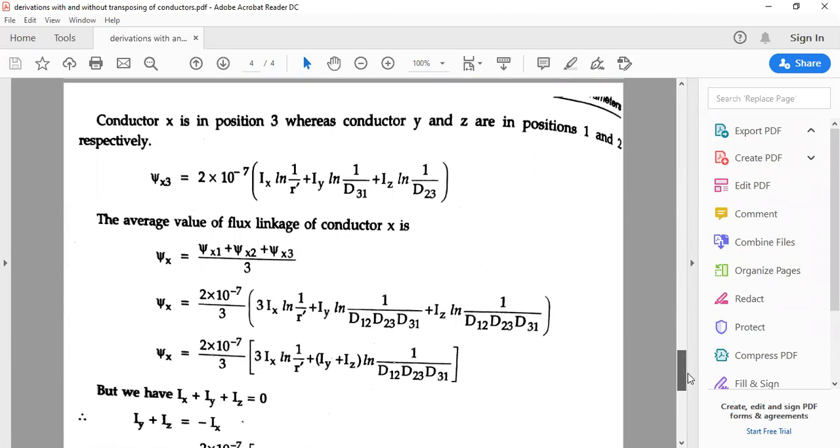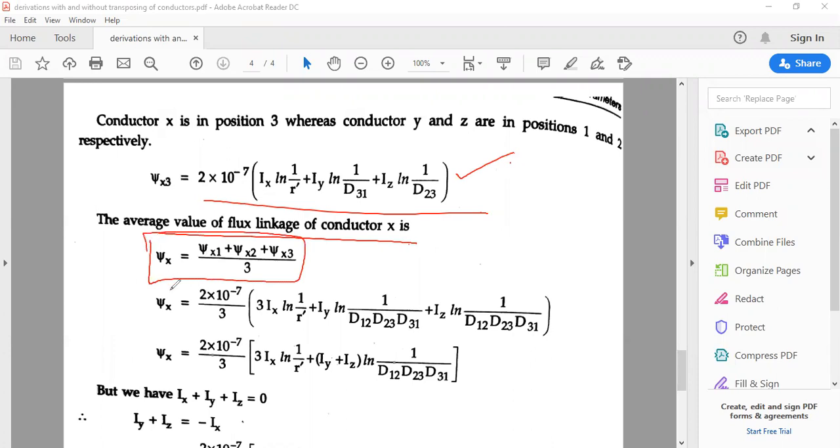That's the simple technique that you can remember. Again, position 3, where I can write it. With respect to position 3, I can write it as d31 and d23 present there. So the average value of flux linkage of a conductor X, you can find like this: phi x1 plus phi x2 plus phi x3 divided by 3.